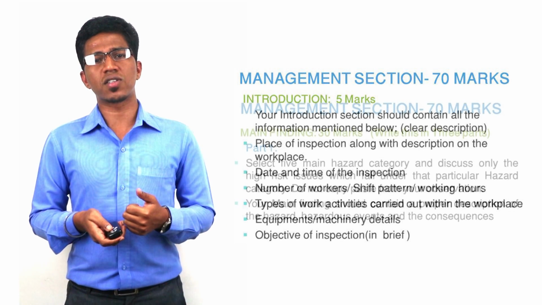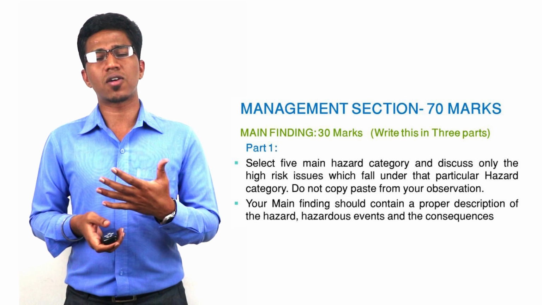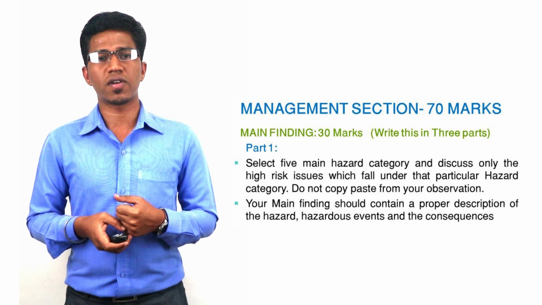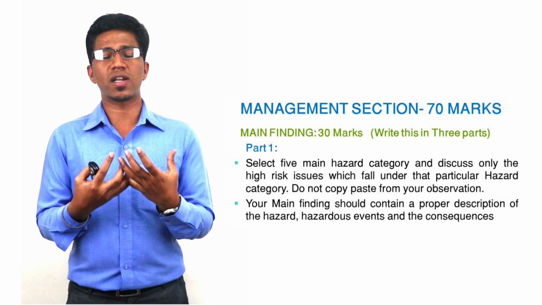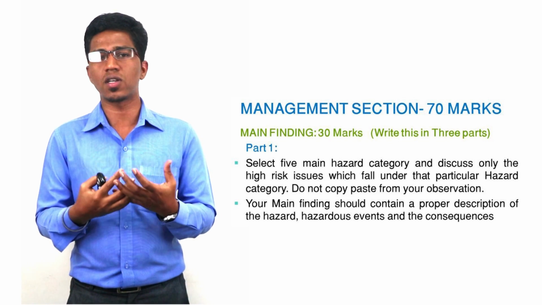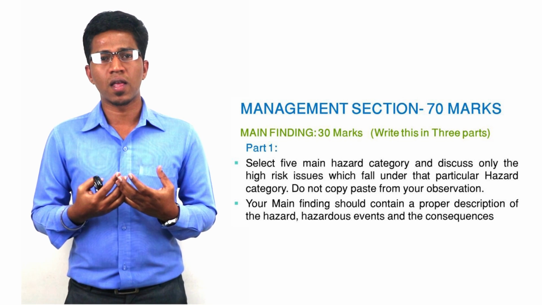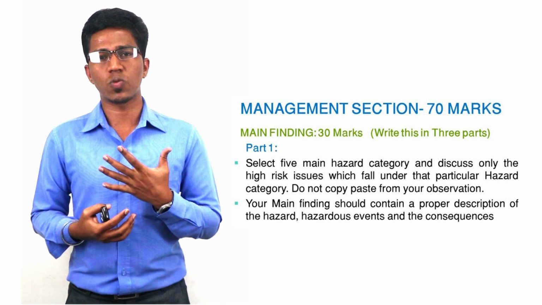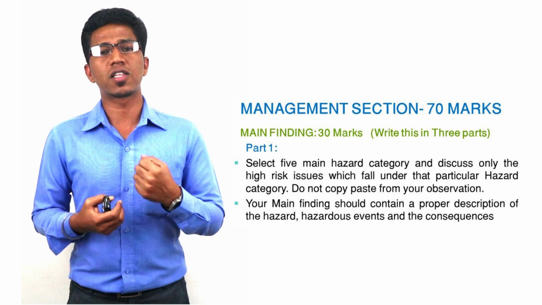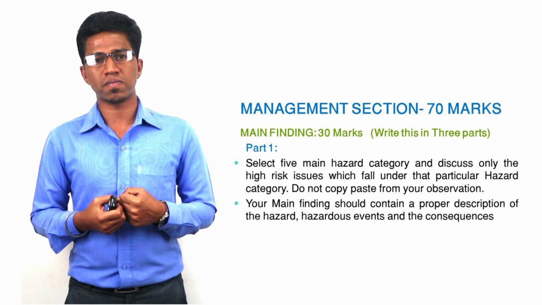We'll move to the next section, the main findings. Major attention is given to this main findings section. When I say 30 marks, candidates tend to write more. Candidates tend to give excessive explanation, which is not required. How are main findings written? You are supposed to write 5 main findings. When I say 5 main findings, they are nothing but 5 categories of hazard.